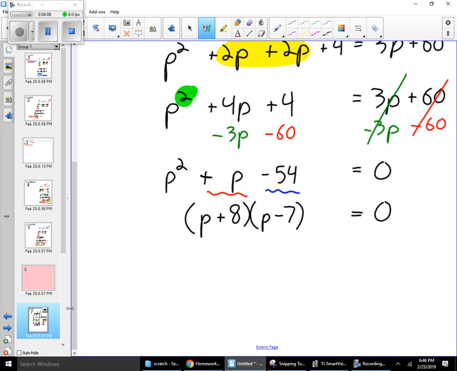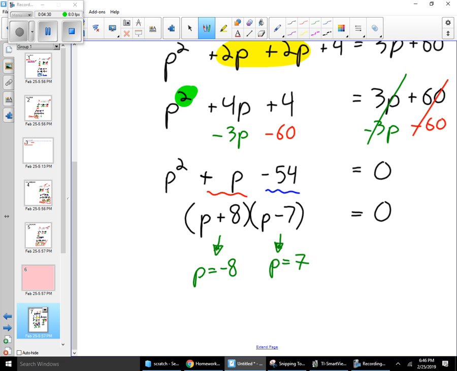So what this is telling us is that our quadratic has two factors, P plus 8 and P minus 7. These factors are distinct, meaning they're different from one another. So we're going to get two different solutions. We're going to get P equals negative 8, and we're going to get P equals 7.